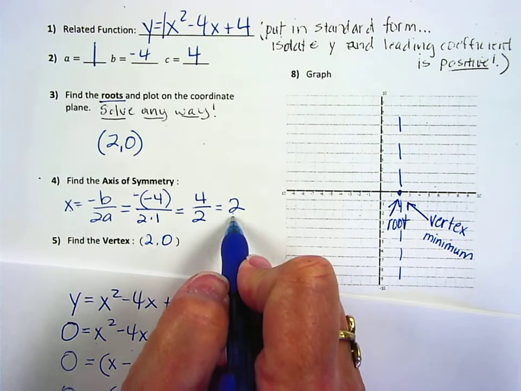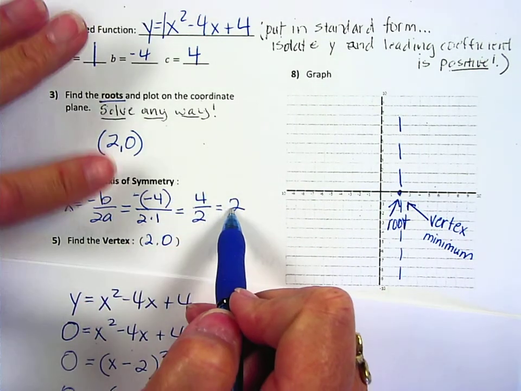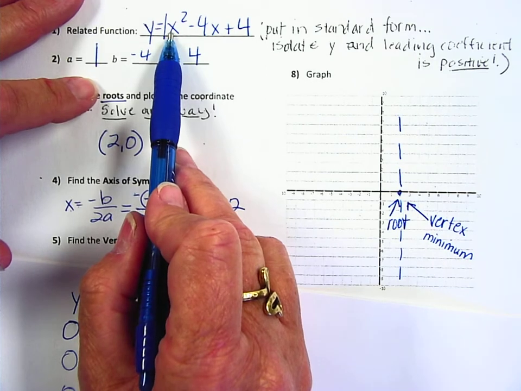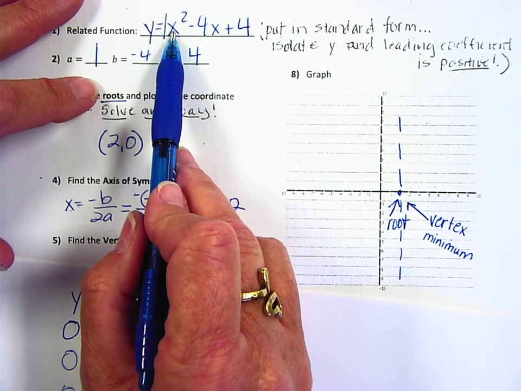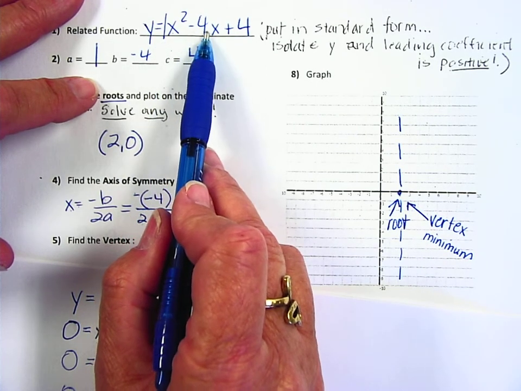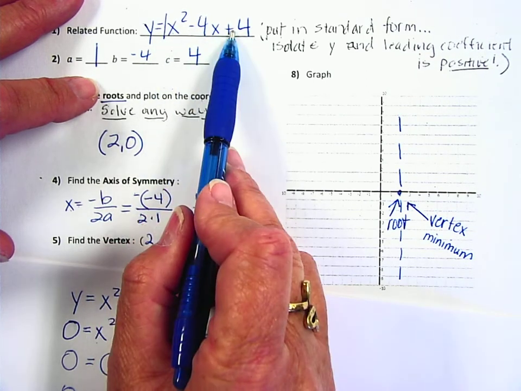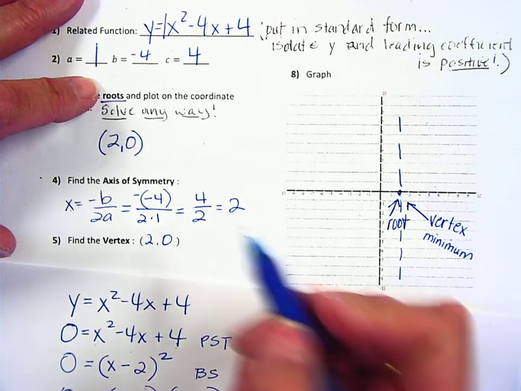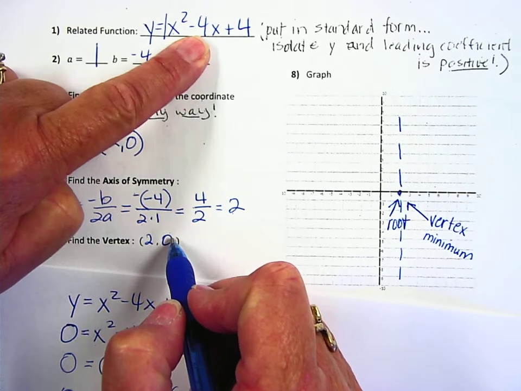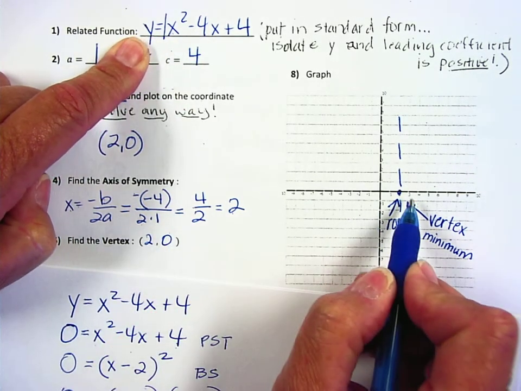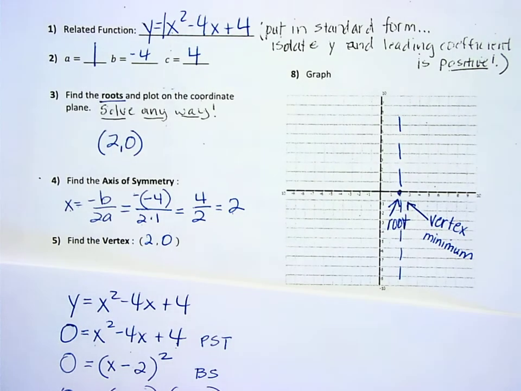If I plug this 2 back into my equation for my x value, I would get 2 squared is 4 times 1 is 4. Negative 4 times 2 is negative 8, plus 4. 4 minus 8 plus 4 equals 0. So when x is 2, y equals 0. There's your vertex.